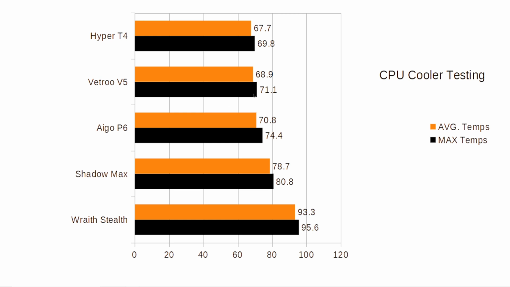The Vetroo V5 came in at a max temperature of 71.1. The average temperature was 68.9. The Hyper T4 max temperature was 69.8. The average temperature was 67.7. If you look at these top three, the Aigo P6, the Vetroo V5, and the Hyper T4, these are all within a degree or two of each other. So I think that could be chalked up to the margin of error, because there's a lot of different variables that could have a small effect like that, with 1 or 2 degrees difference.